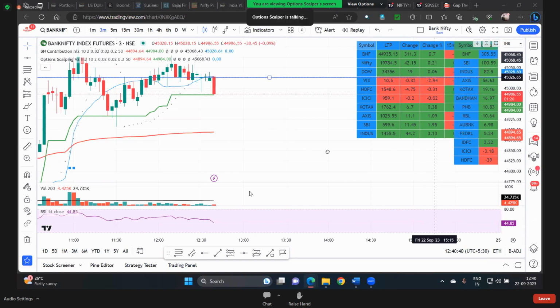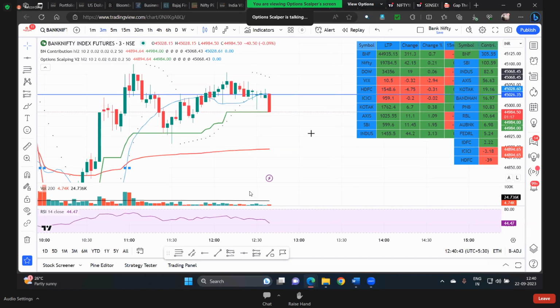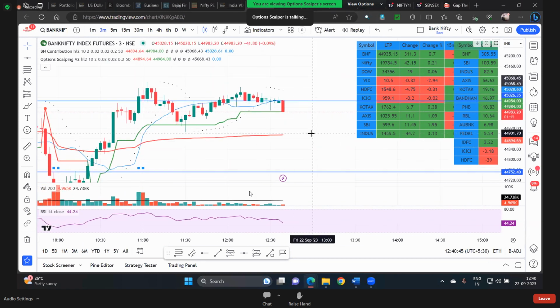Never consider the opening gaps. The gaps need to be formed after 9:30 during intraday. Okay, so I wouldn't be considering the opening gaps. So what is happening? Why is our market falling? Why is our market falling all of a sudden?